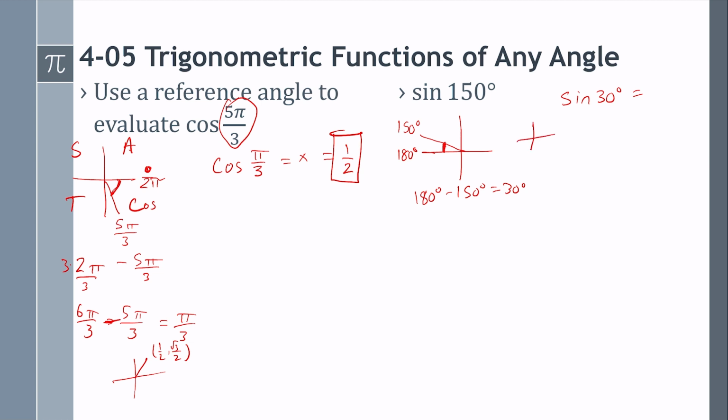Well, 30 degrees is here. That coordinate is square root of 3 over 2, comma 1/2. Sine is the y, so it's 1/2. Now we have to check for positives and negatives with the original angle. All students take classes. We're here in quadrant 2, which is sine, so sine is positive. Therefore, our answer is positive 1/2. If we were in quadrant 3 or quadrant 4 with the same reference angle, it would be negative because sine is only positive in quadrants 1 or 2.